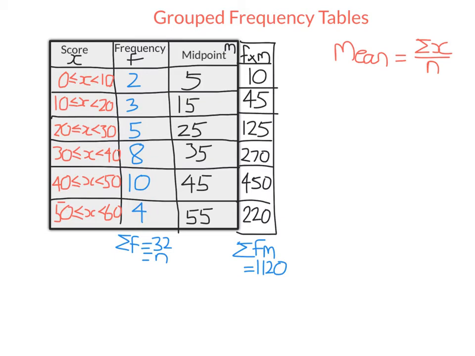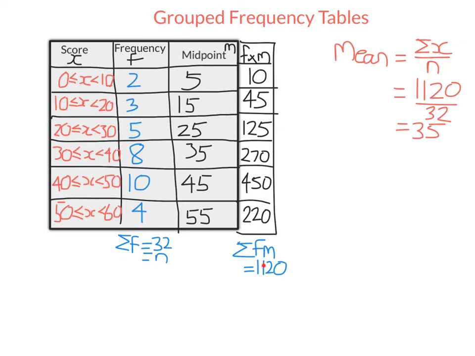So in this case, I'm going to estimate the mean as just 1120 divided by 32, which gives me 35. So that's how you estimate the mean. Again, you'll be given a column of scores and a column of frequency. You calculate the midpoint, create a column of midpoints. Then in the next column, you multiply each midpoint by its frequency.